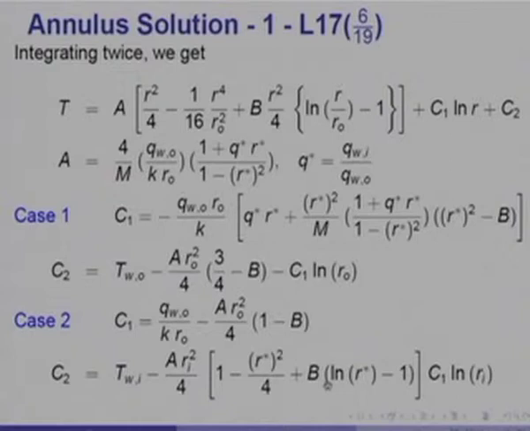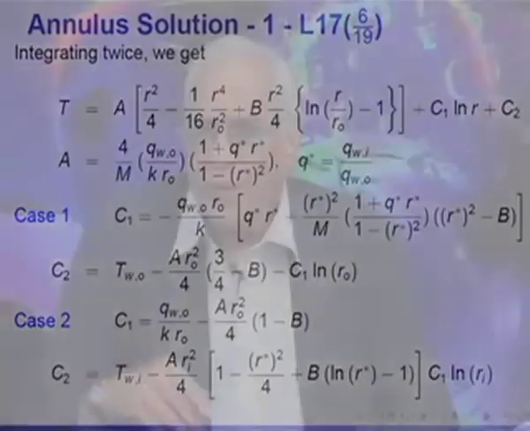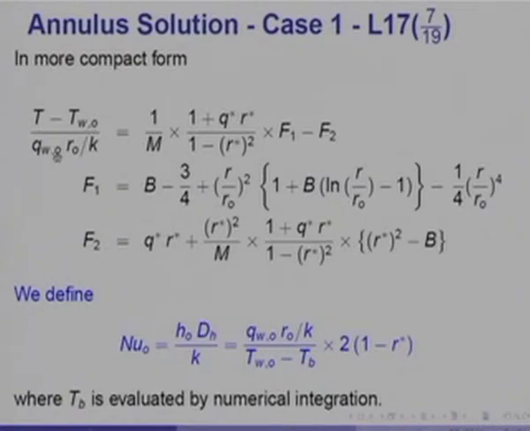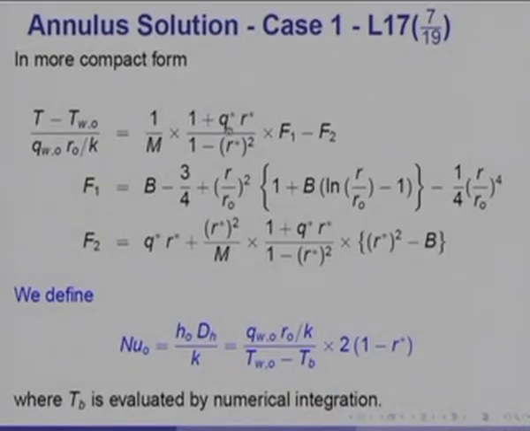So, mind you, these things require very careful algebra in order to avoid any errors. I can express the solution of the previous slide in a more compact form as (T minus T_w) over (q_wall r_o by k), which has dimensions of temperature, equal to 1 over m into 1 plus q star r star, where, mind you, q star is q_wall,i minus q_wall,o, and 1 minus r star is (r_i by r_o) whole squared, multiplied by a function f1 minus function f2. I have given here the values of f1 and f2.